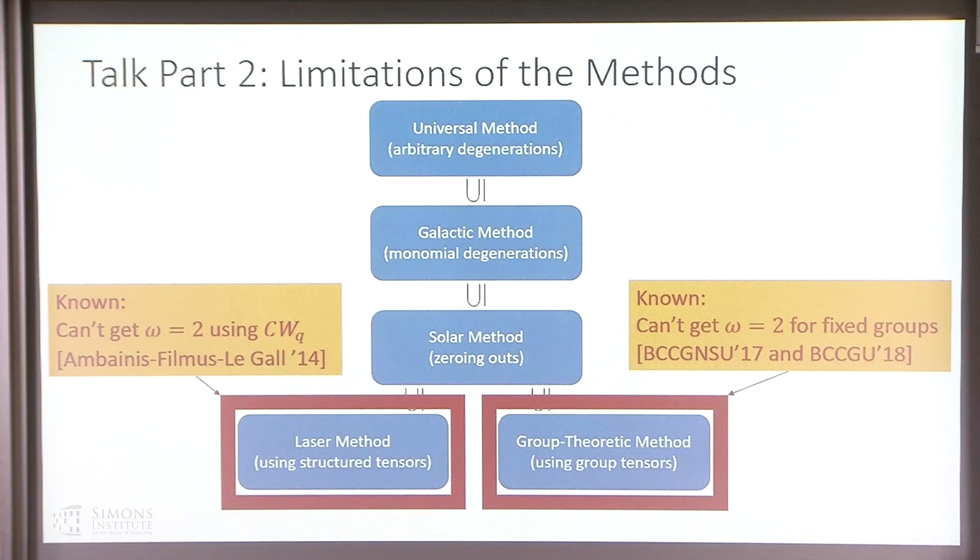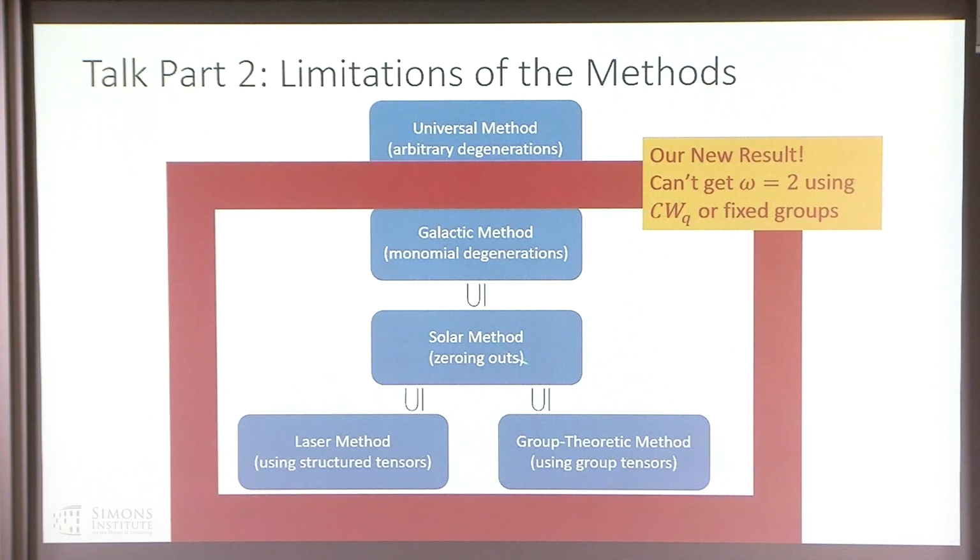Okay, so we take this vast generalization of these methods, and we say that even this method applied to the Coppersmith-Winograd tensor, for any q, will not give omega equals 2.